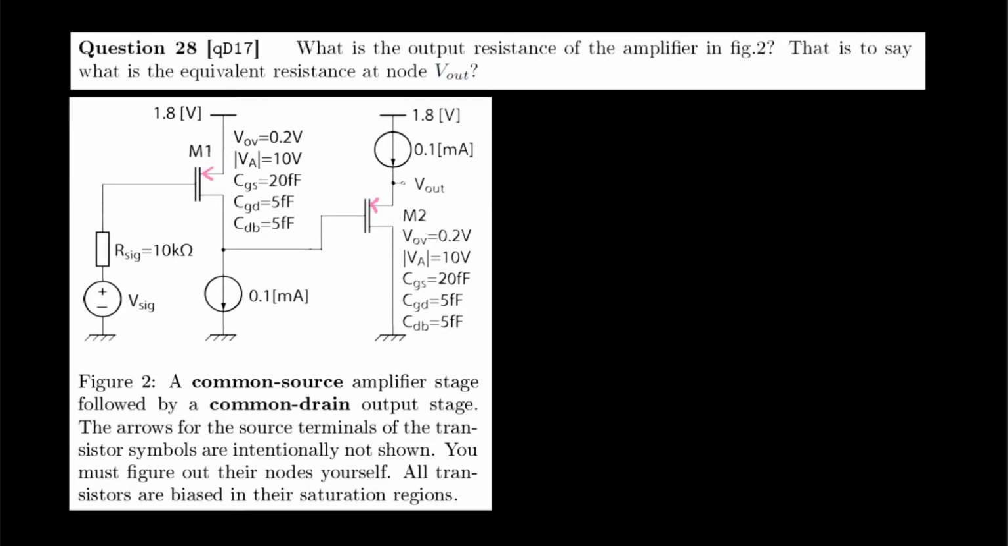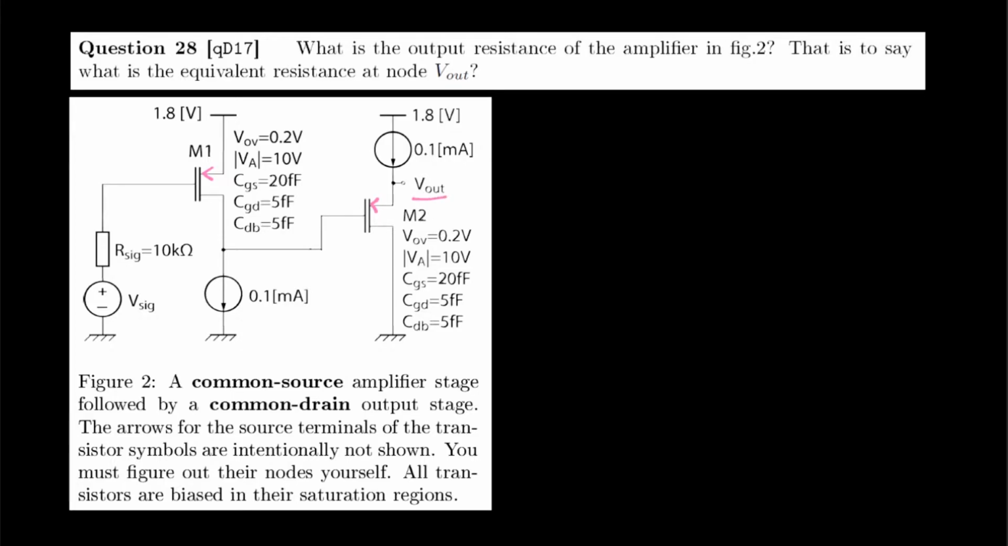This video will discuss the solution to question 28. What is the output resistance of the amplifier in figure 2? That is to say, what is the equivalent resistance at node Vout? So in this question, we're asked to compute the equivalent resistance at node Vout.